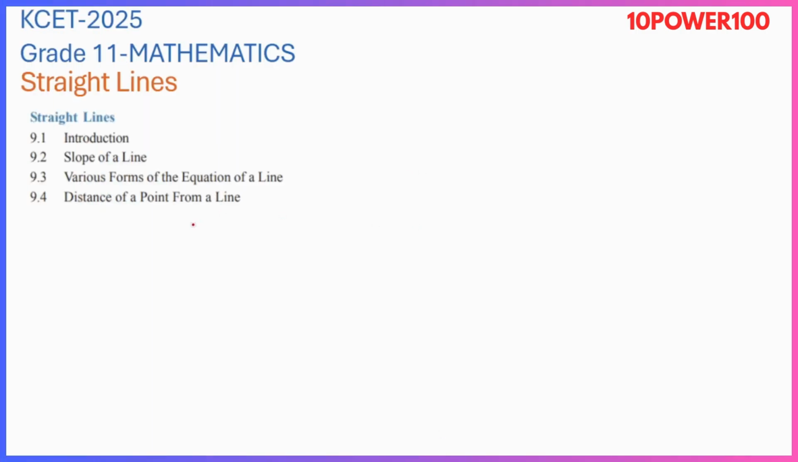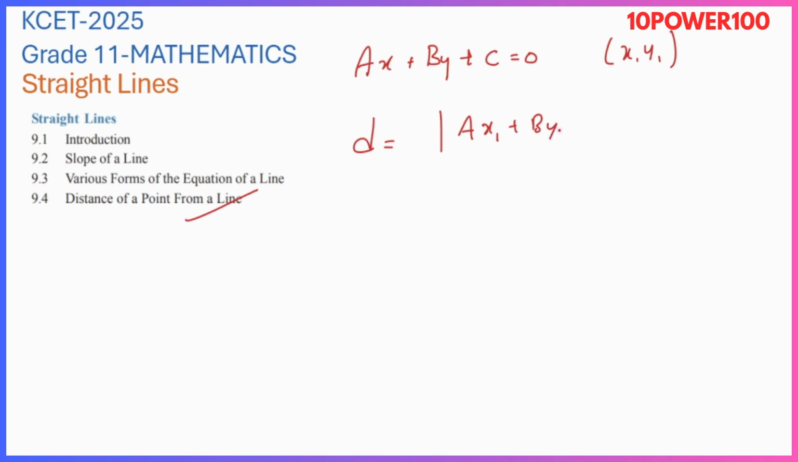Next we have the last topic, that is the distance of a point from a line. So we have a formula. If the line equation is ax plus by plus c is equal to 0, and the point is (x1, y1), in that case distance will become d is equal to modulus of (ax1 plus by1 plus c) whole divided by square root of a square plus b square. So this is the distance between a line and a point.